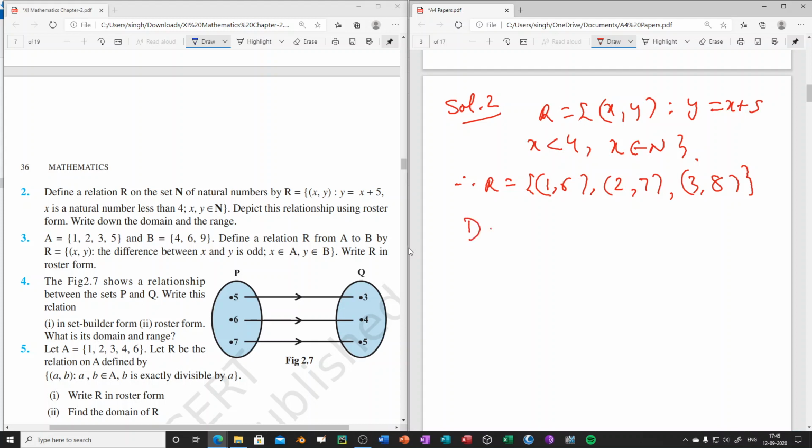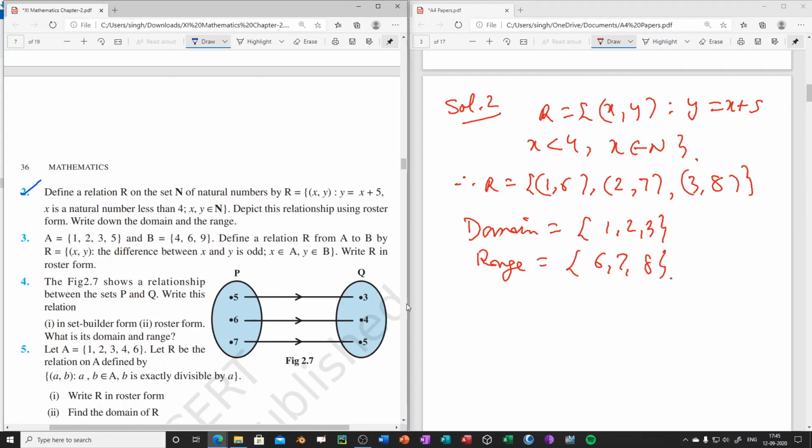Domain is very, very simple. Domain equal to the collection of all the first elements of the ordered pairs, that is 1, 2, 3. So this is our domain. Then range. What is range? The collection of all the second elements of the ordered pairs, that is 6, 7, 8. So this is our solution of question number 2. So this is complete now.